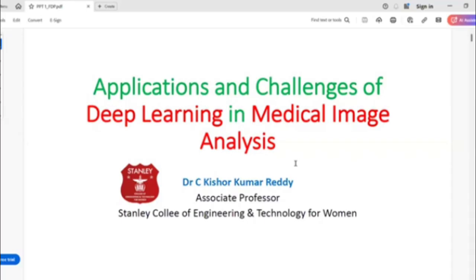Today's topic will be about applications and challenges of deep learning in medical image analysis. The title itself is very clear that our focus is on medical images. So what is a medical image basically? And for what basic needs are we going to use these medical images?